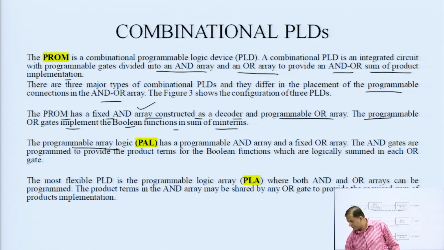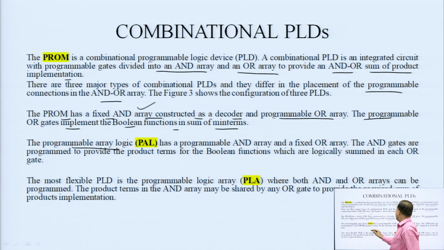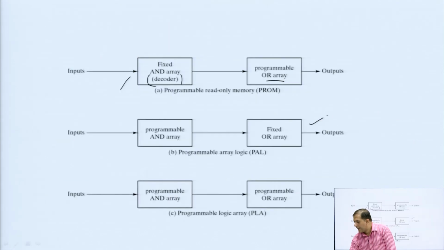For PAL, we have a programmable AND array and a fixed OR array. The AND gates are programmed to provide the product terms for the Boolean functions, which are logically summed in each of the OR gates. So this is the diagram for PAL: a programmable AND array and a fixed OR array.